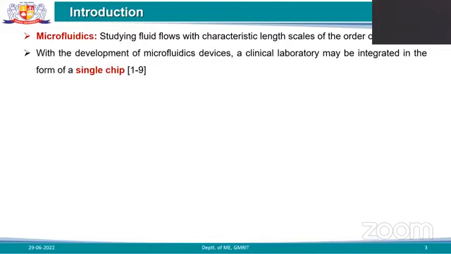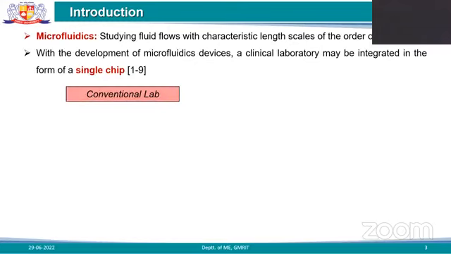Now coming to the studies: with the development of these microfluidic devices, a clinical or pathological laboratory may be integrated in the form of a single chip. Whatever we do in a pathological laboratory, many blood tests and other tests, can be done on a single chip. We call this lab on a chip. Many of us may know it; there is a very good journal named Lab on a Chip. So we'll discuss some of the parts.